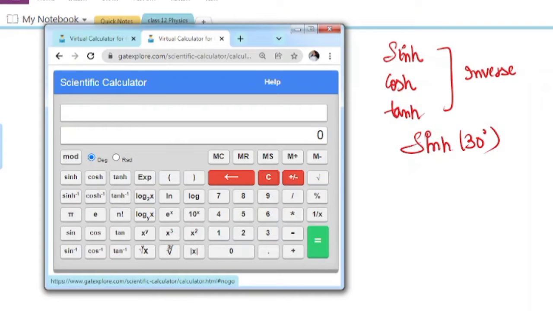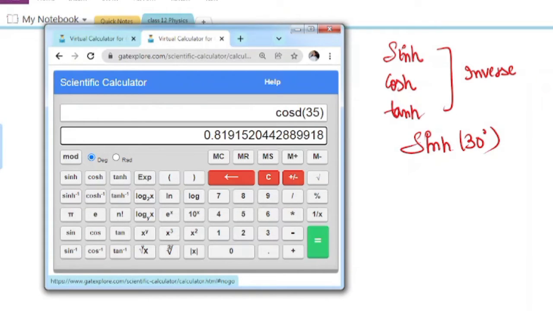If you want to use sine, cos, tan and sine inverse, cos inverse and tan inverse functions, you have to use the same procedure which you use here. If you want to calculate sine 30 degrees, just put 30 here and press sine. You get the value. If you want to calculate cos 35, then you get it here.